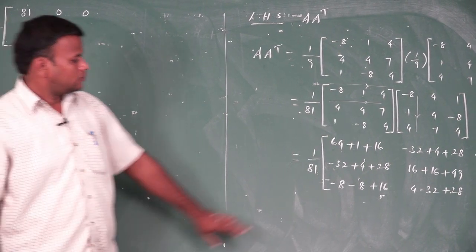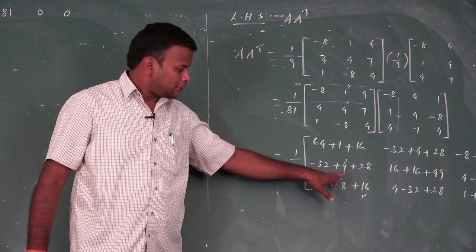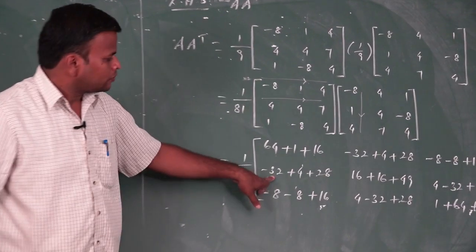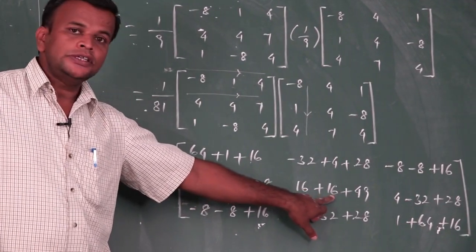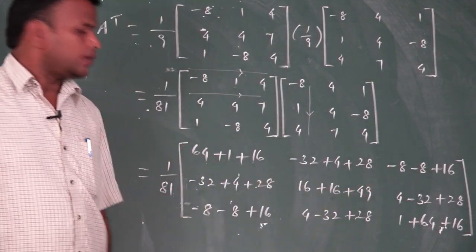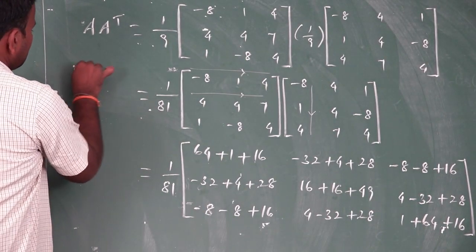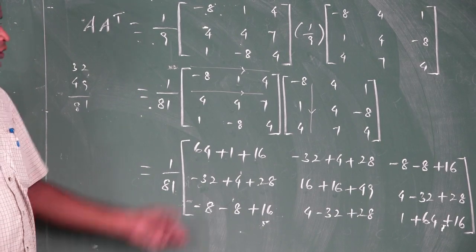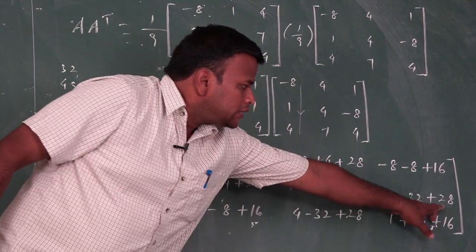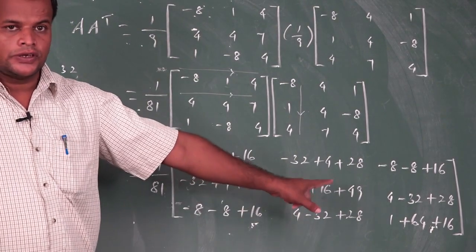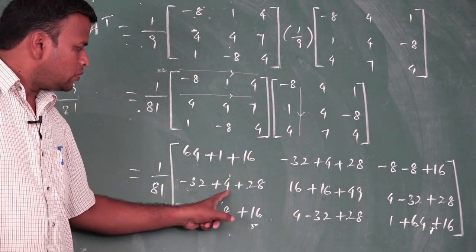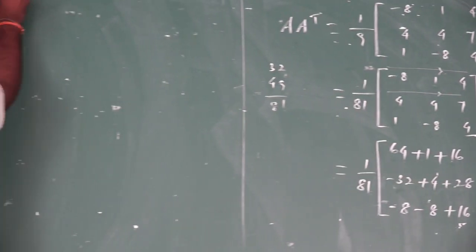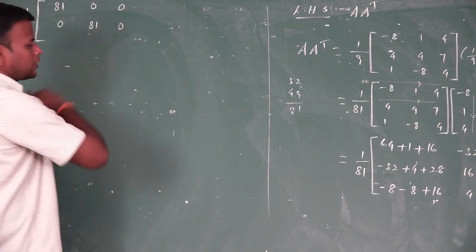Now we see the second row. Minus 32 plus 4 plus 28 is plus 32 minus 32, which becomes 0. 16 plus 16 is 32, and 32 plus 49 is 81. Next, 4 plus 28 is 32 and minus 32 is 0. So the second row values are 0, 81, 0. Second row work done.